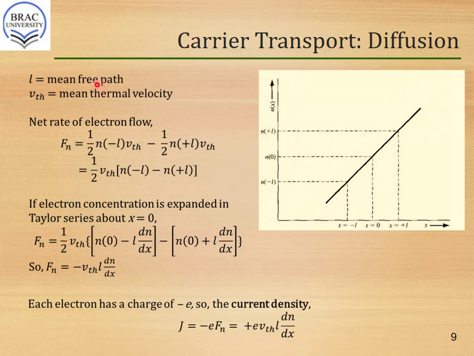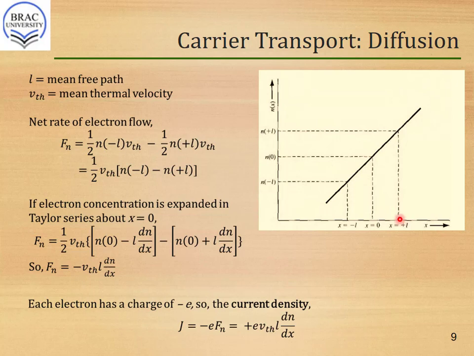So we will try to determine the net rate of electron flow. Let's say some electrons are at x equal to minus L position and some electrons are at x equal to plus L position. We are considering these two particular positions for now. The electrons are randomly moving. So we can expect that out of all the electrons at x equal to minus L position, half of the electrons will move in the left direction, and half of the electrons will move in the right direction. Again, the same thing happens for the electrons at x equal to plus L position.